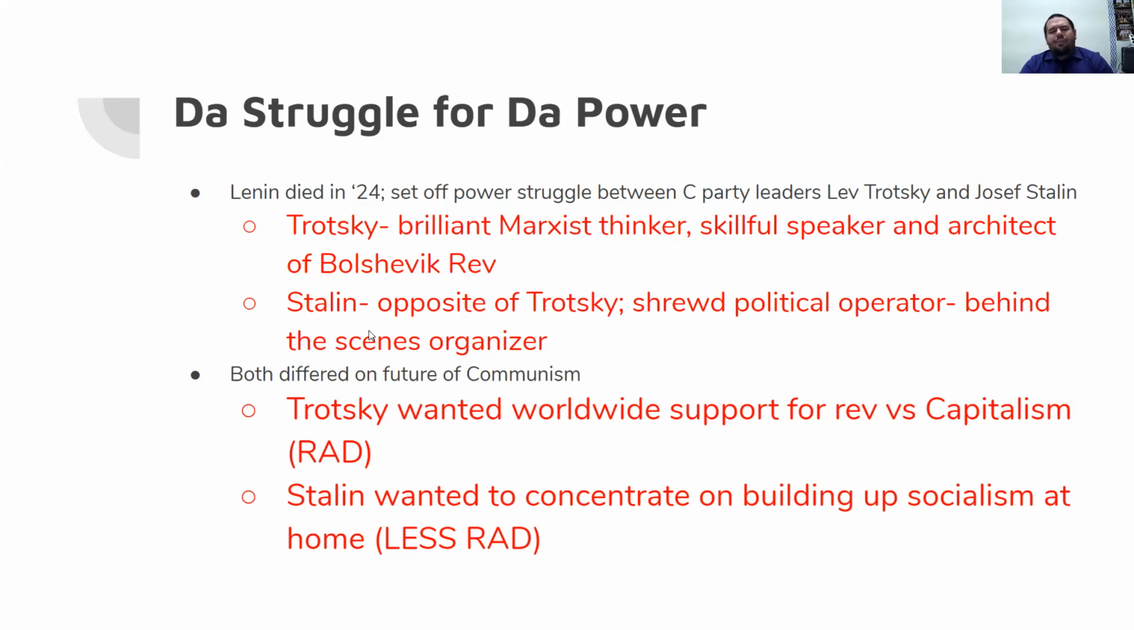And they both differed on the future of communism. Trotsky wanted worldwide support for revolution versus capitalism, and that was seen as radical, not like, oh, rad, bro. No, like that's radical, that's crazy. Trotsky wanted the worldwide takeover. Stalin, seeing that that's a lot, and we don't know if Lenin really wanted that, was going to concentrate on building up socialism at home before taking it to the worldwide sphere. That was seen as less radical.